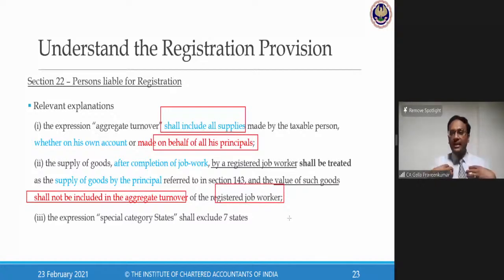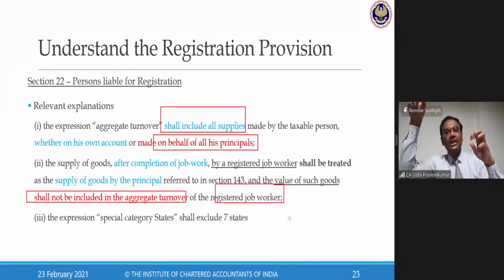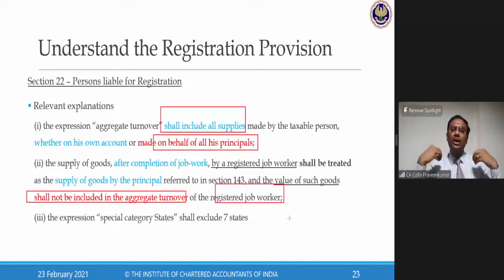Here, Praveen is a job worker to Ashok Leyland. When I sell a tipper worth 30 lakhs from my job work premises, this 30 lakhs will be included as turnover in the hands of Ashok Leyland, not in the hands of Praveen. Now, is Praveen acting as an agent? Is he fitting into clause number 1? No. Principal to job worker. Principal to principal.